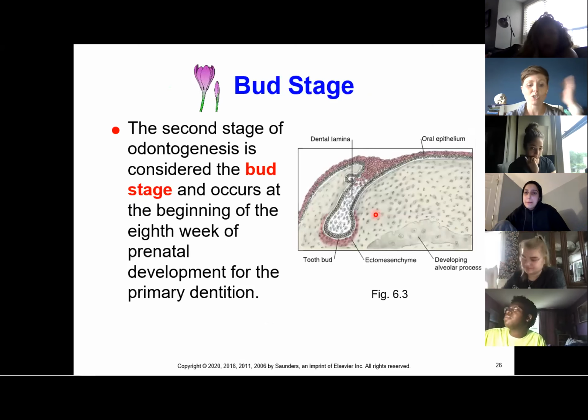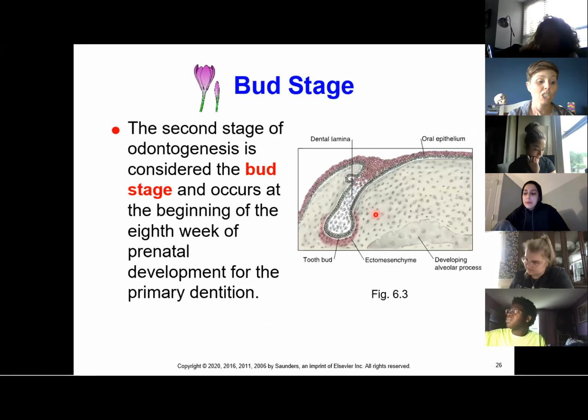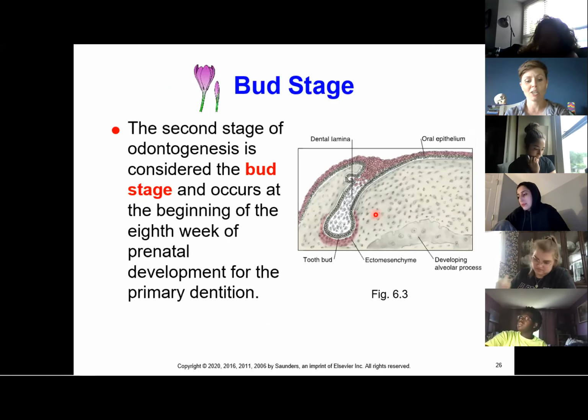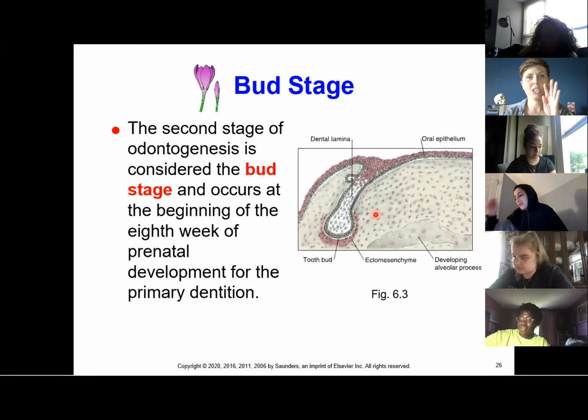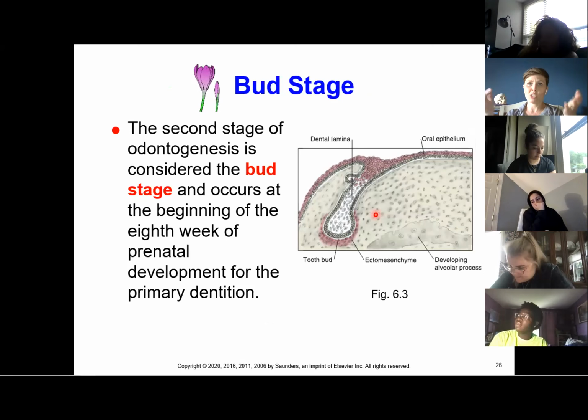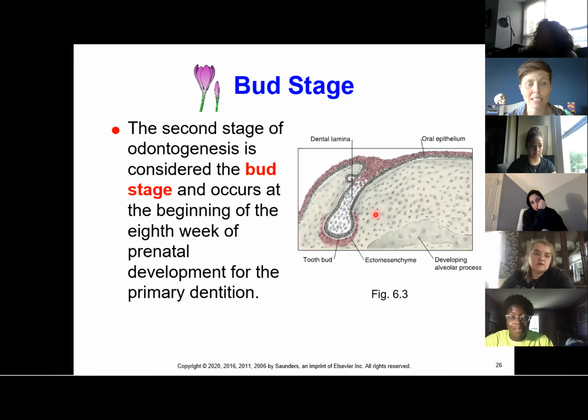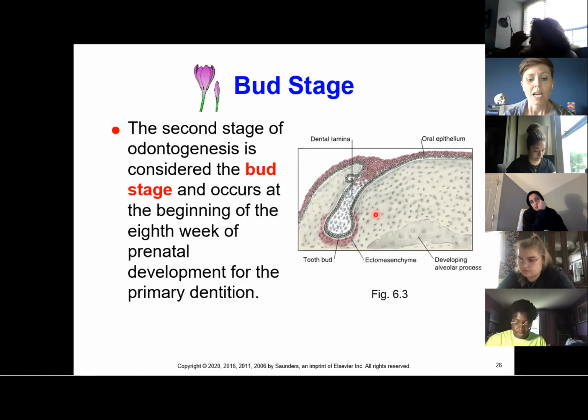So those are the things that can happen in your initiation stage, although the entire picture of all of the different developmental disturbances or anomalies is on pages 56 through 58. Now you have your little bud stage, right? So here's your cute little flower. See, I told you there'd be a little flower up there. Your bud stage is the second stage of odontogenesis, and it occurs at the beginning of the 8th week of prenatal development.